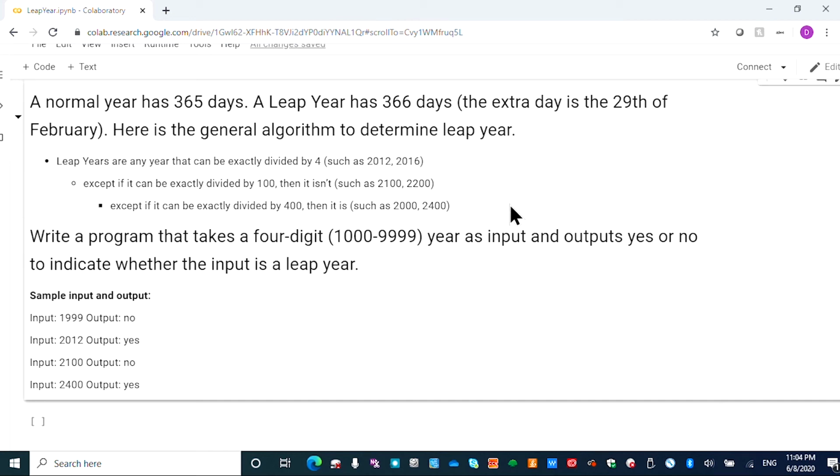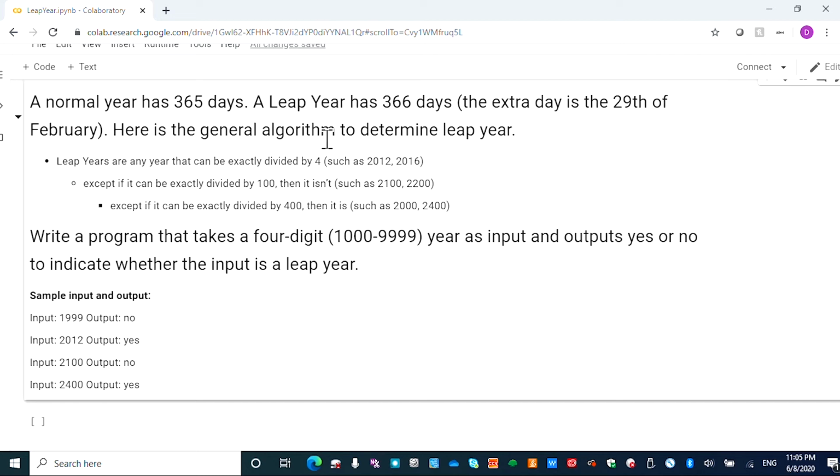In this video, I'm going to show you how to write a program to check if a given year is a leap year. The leap year is defined as follows. A normal year, for example, has 365 days. A leap year, however, has one more day, which is 366 days. And the extra day is the 29th of February.